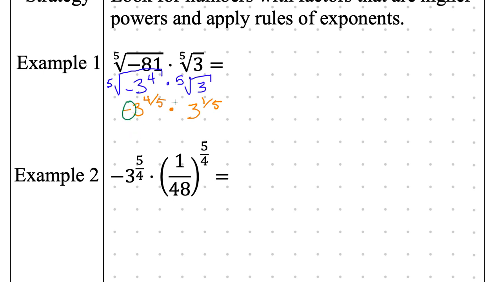So I still have this negative. A negative times a positive is a negative. So negative 3 to the power of 5/5, which is what you said. And you also simplified that for us, so thank you. And you said 5 over 5 is just 1, so it's just equal to negative 3.